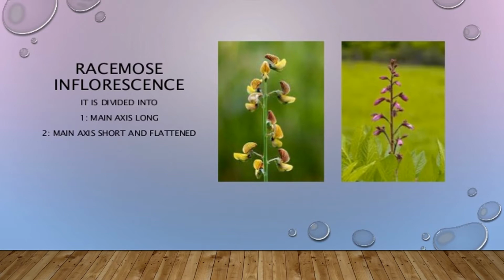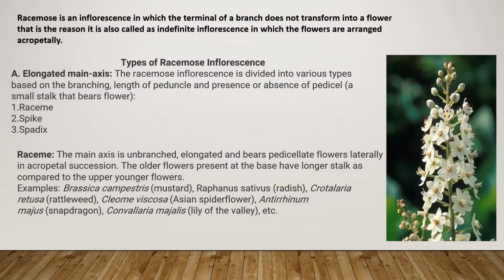Coming to the racemose inflorescence, on the basis of their main axis, they have been classified into three types. The first is the main axis elongated, the second is the main axis shortened, and the third is the main axis flattened or suppressed. Racemose inflorescence is an inflorescence in which the terminal or a branch does not transform into a flower. That is the reason it is also called indefinite inflorescence, in which the flowers are arranged acropetally.